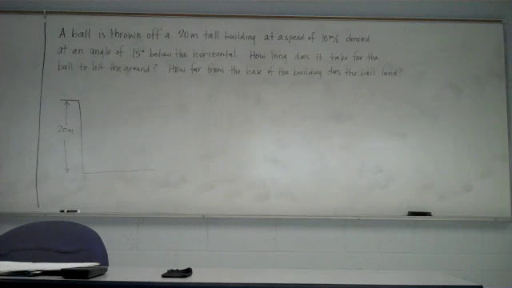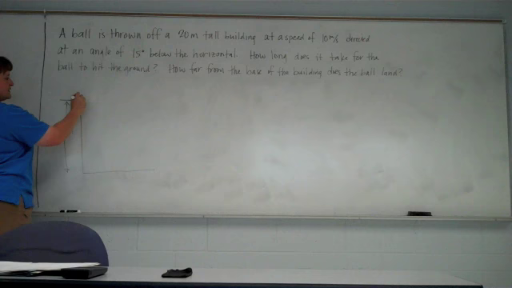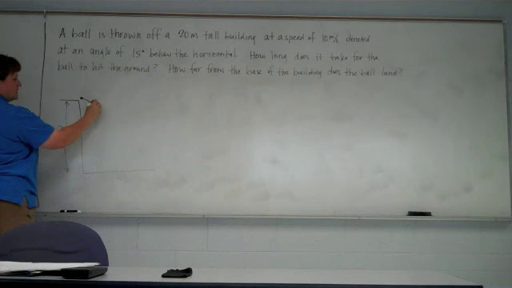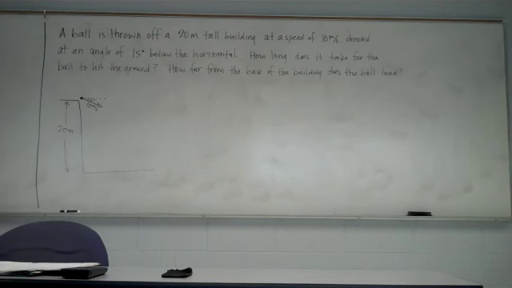So we know how tall the building is. We'll assume the ball is thrown at that height. So here's our ball. It's thrown at 10 meters per second at an angle of 15 degrees below the horizontal. So there's the rough sketch of the ball.